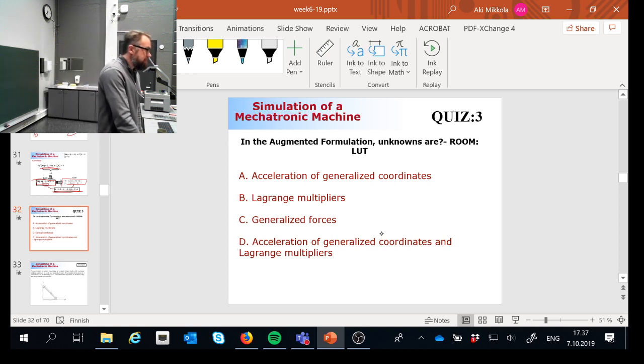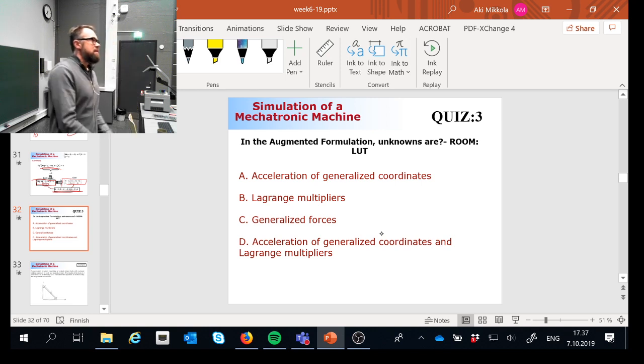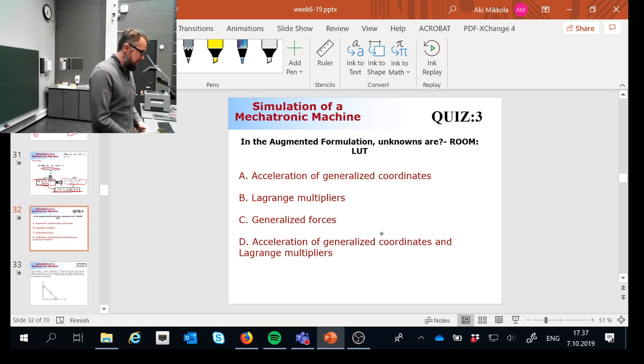So in augmented formulation, this is what we look at: the method based on Lagrange multipliers. Unknowns are acceleration of generalized coordinates, Lagrange multipliers, generalized forces, acceleration of generalized coordinates, and Lagrange multipliers.